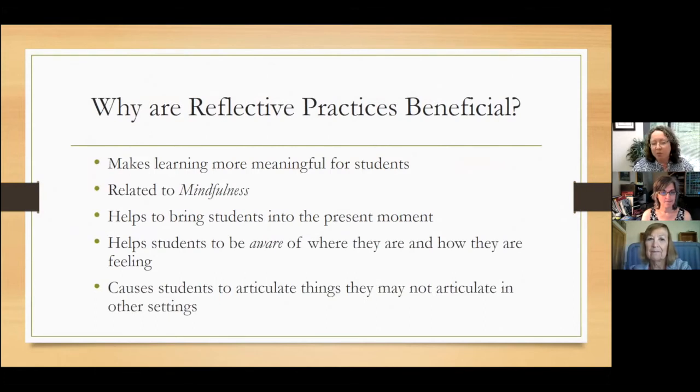Why are reflective practices beneficial? Well, they make learning more meaningful for students. Quite literally, they make learning experiences more meaningful. They are related to mindfulness, which I'll speak about in just a moment. They help to bring students into the present moment. Our entire culture and society has an issue, most of us, with anxiety, and anxiety is usually worrying about something that is not actually in the present environment. So anything that we can do to get students to stop and reflect on the present moment, the present environment, is a positive thing. It helps students to be aware. Again, there's that idea of perception, aware of where they are and how they're feeling. And it causes students to articulate things that they may not ever articulate in other settings.